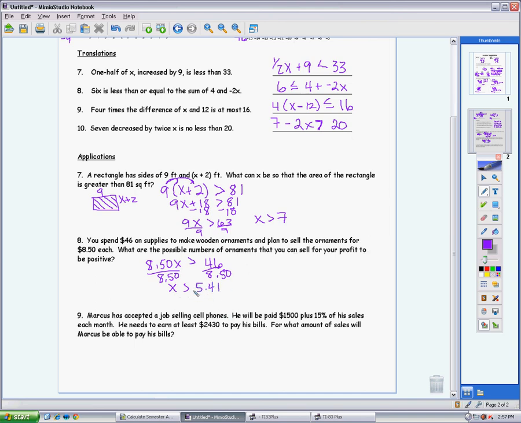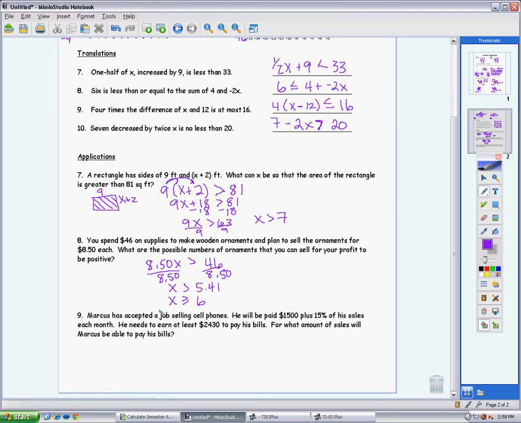Well, this doesn't really make sense because I can't make 5.41 of an ornament, so I'm going to round it up to 6. It has to be greater than or equal to 6 ornaments because anything over 5.41 would be a positive profit, so I can change that to greater than or equal to because there's no way I can have 5.41. I could either have 5 ornaments done or I could have 6 ornaments done.